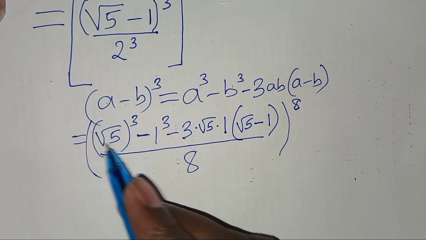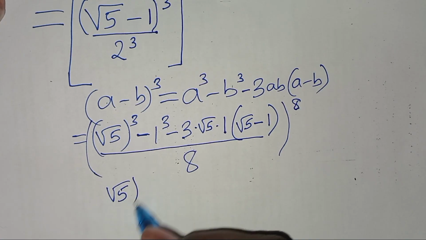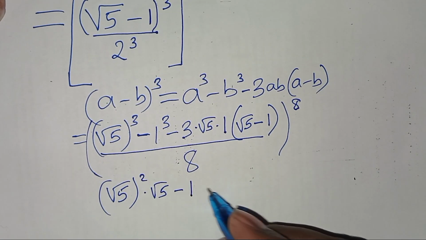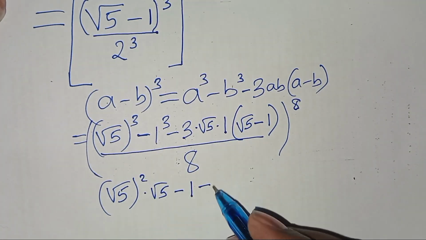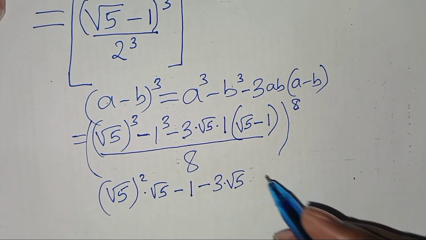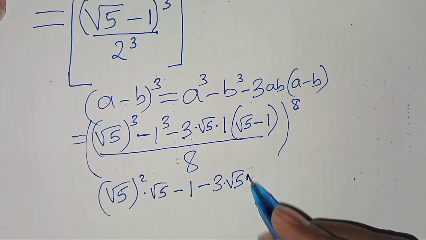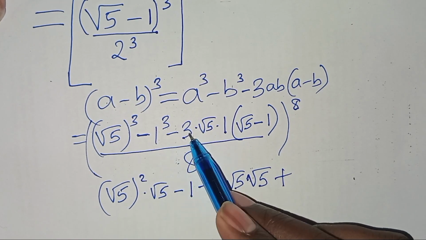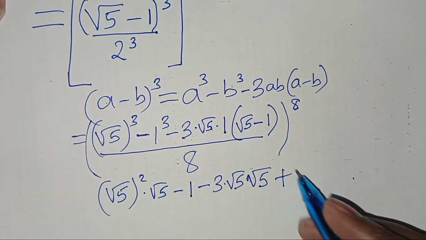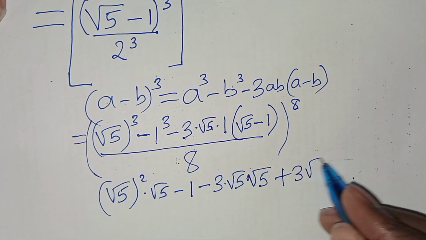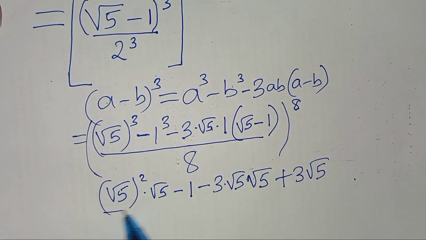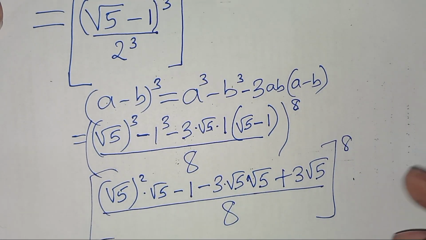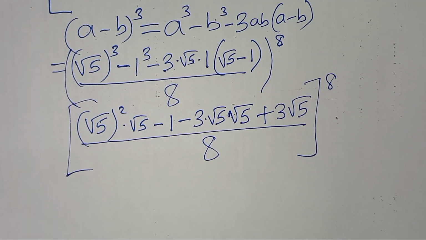Now from what we have here, this is the same thing as (√5)² times √5, minus 1, minus 3 times √5 multiplied by √5, plus, this is negative 3√5 times negative 1, so it becomes plus 3√5, all this divided by 8, and again raised to power 8. So I hope you're following this.